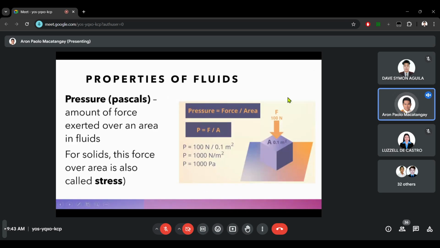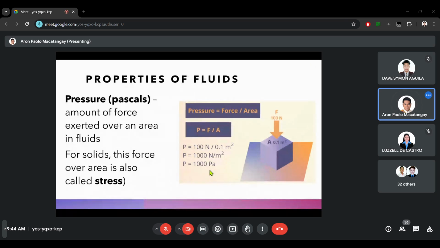Next is, of course, lastly, pressure. Usually in the units of pascals, which is also equivalent to Newton per meter squared. So this is the amount of force exerted over an area in fluids. If you break that down by formula, that is force per area, or force over area. By unit, the unit of your force is Newton, and the unit of your area is meter squared. So that's Newton per meter squared, which is equivalent to Pascal.